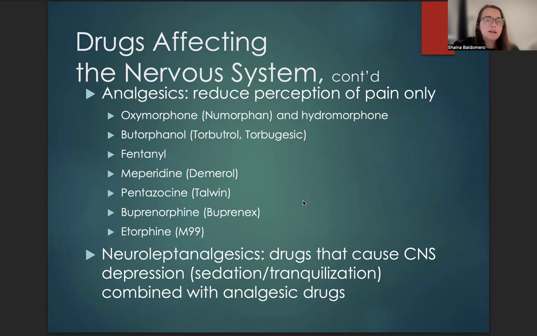Now, that being said, there's also neuroleptoanalgesics, which are drugs that cause CNS, that central nervous system, depression. So that means that the central nervous system is being depressed down, which is as a result of sedation or tranquilization. And when we combine them with analgesic drugs, like I was saying, we tend to do a cocktail where we mix a few from each different category. And that's based on things like what's going on with the pet, the species, the age, the breed. There's so much that goes into the doctor deciding what they want to do.